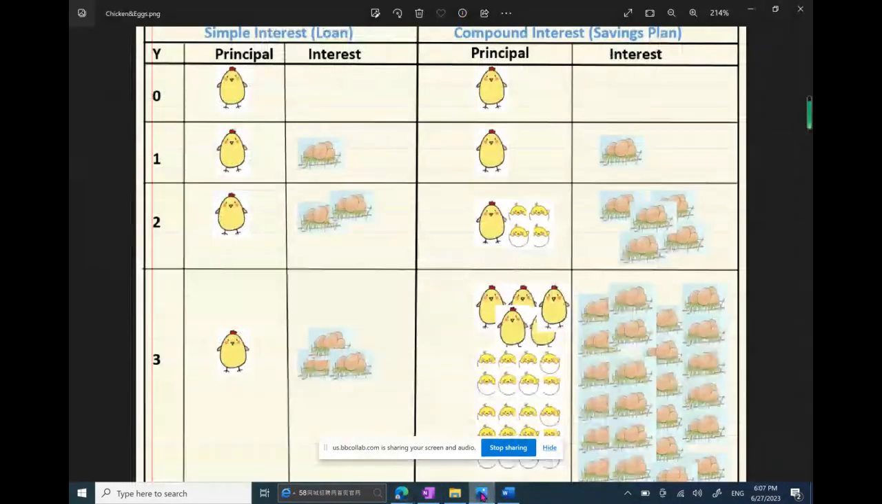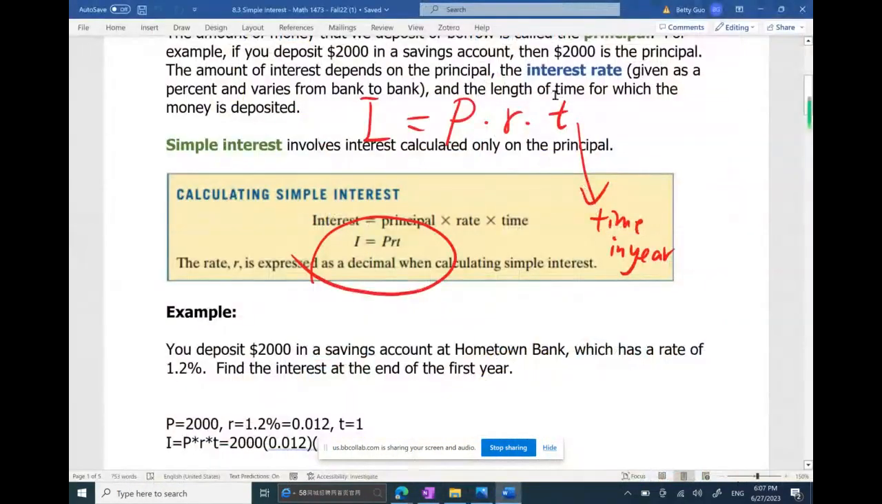So if you borrow your money for 18 months, please do not plug in t equals 18. When you plug in t equals 18, that means you are borrowing the money for 18 years. So if you only borrow the money for 1.5 years, for 18 months, the value for your t is 1.5. Okay.